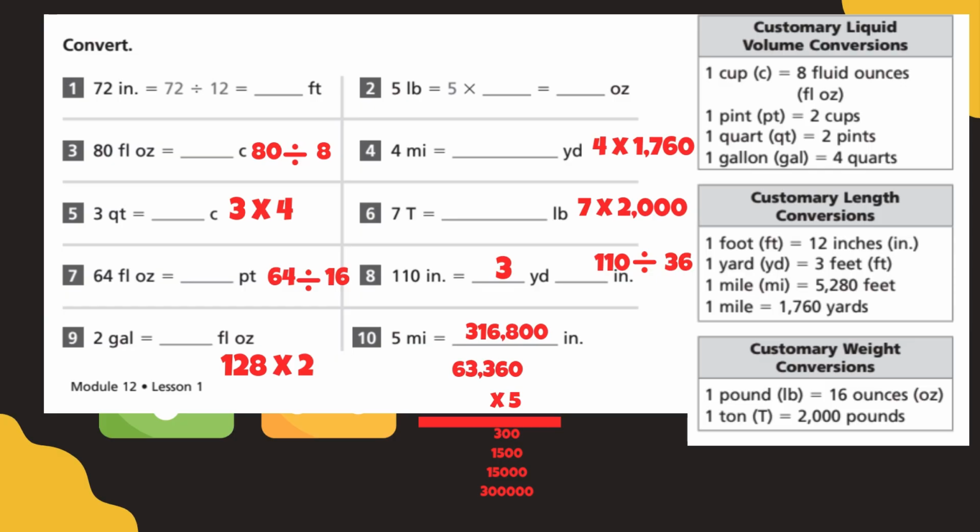For number 10, 5 miles equals this many inches. Now that was a pretty big number, students. So I did the math for you because we have not gone over multiplying multi-digit numbers yet. I went ahead and worked it out. 63,360 times 5. The answer is 316,800 inches.